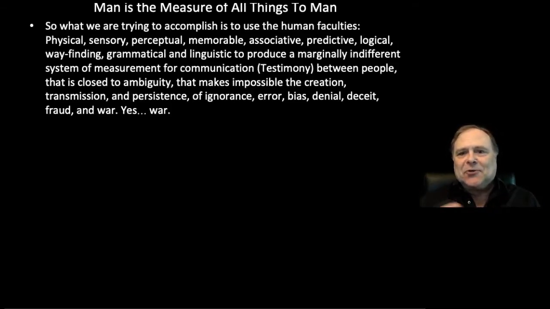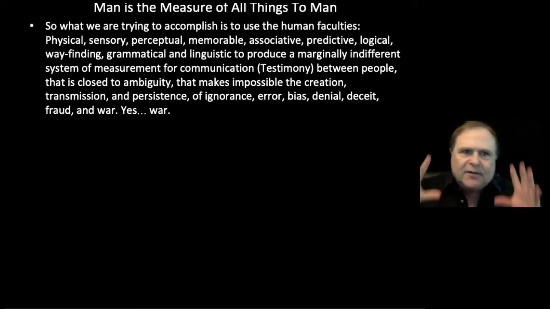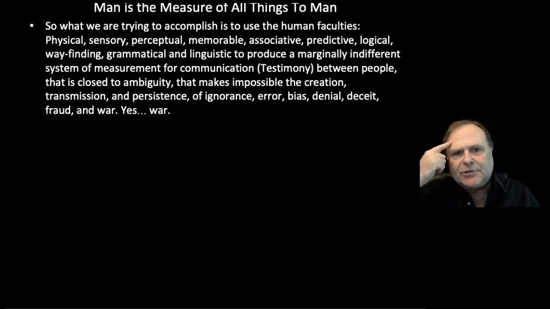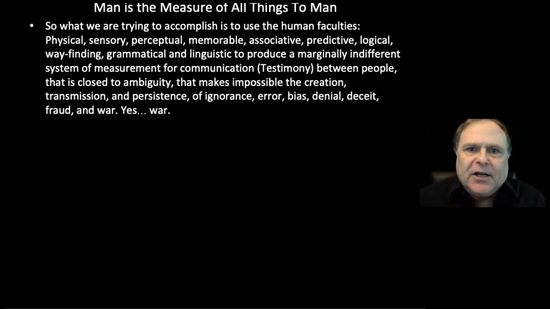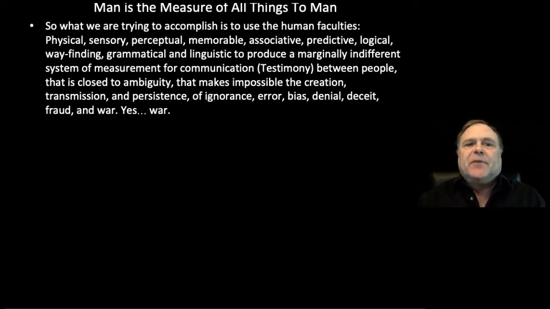So I call this Vitruvianism. I don't know if you know the name of the Man in a Circle by Da Vinci. It's called Vitruvian Man. So man is the measure of all things. What we're trying to accomplish is to use the human faculties, whether they're physical, sensory, perceptual, memorable, associative, predictive, logical, wayfinding, grammatical, and linguistic, to produce a marginally indifferent system of measurement for communication. Marginally indifferent means that your and my perception of physical phenomena, those testable phenomena, not saying our values, and not saying our world model, but saying that we reduce it to the first principles.